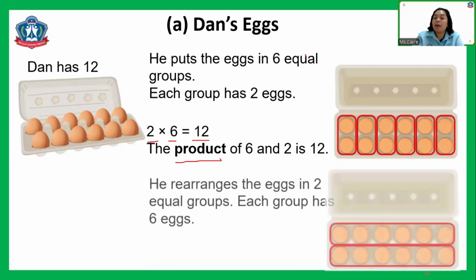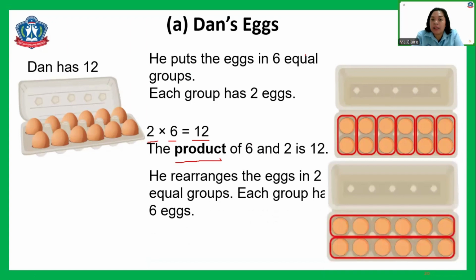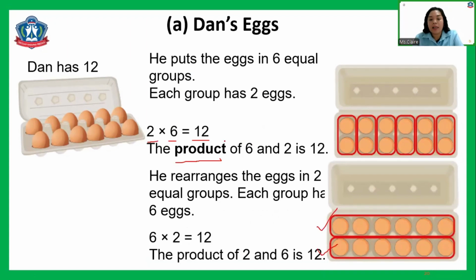Okay, he arranges the eggs. Earlier it was 6 groups. Now we only use 2 groups. So it has 2 groups, one group and the other group. And in one group there are 6 eggs. So it becomes 6 times 2 equals 12. So this is 6 eggs in 2 groups. So we have 2 groups of 6. So 6 times 2 equals 12.